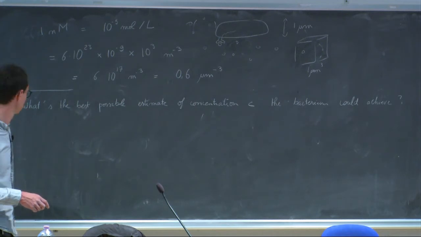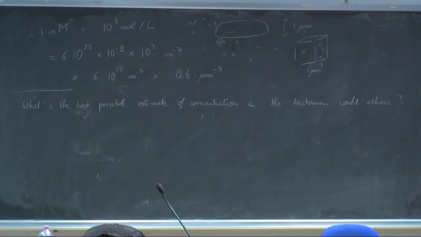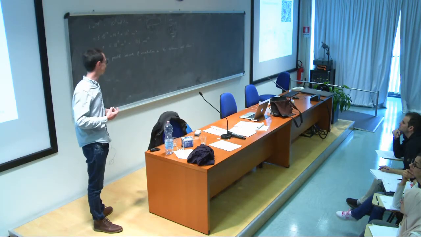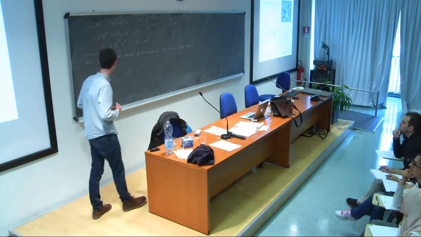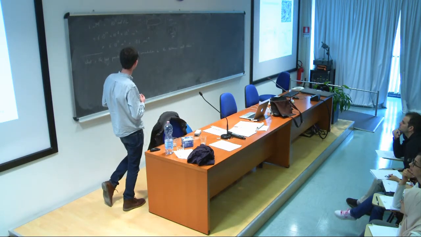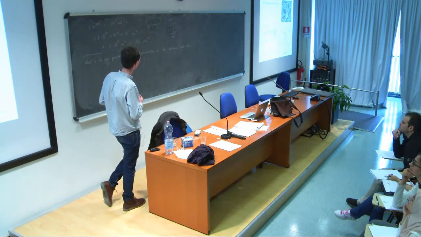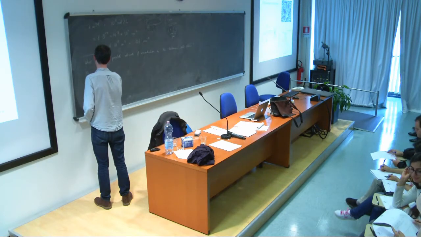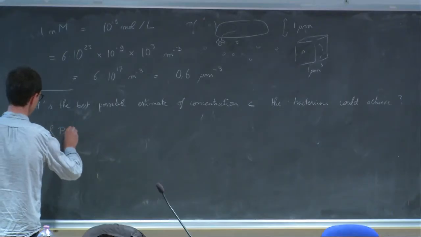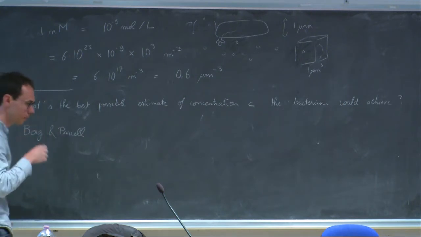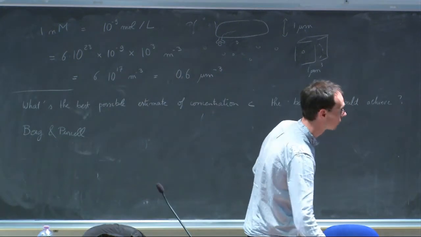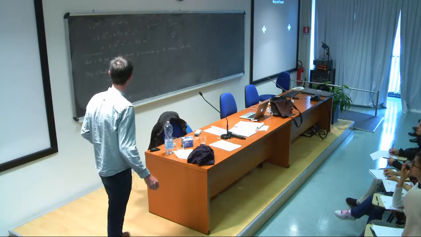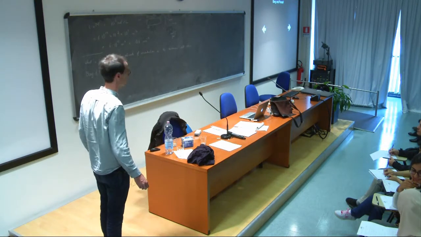Question? This is a very polite way of saying that my writing is terrible. What's the best possible estimate of concentration C the bacterium could achieve? Okay, so it's a calculation that was done by Berg and Purcell in the 70s. This is what we'll do now. Yes? Can this not go below a certain point? Oh, that's a good point, yes. The board is not high enough, right?